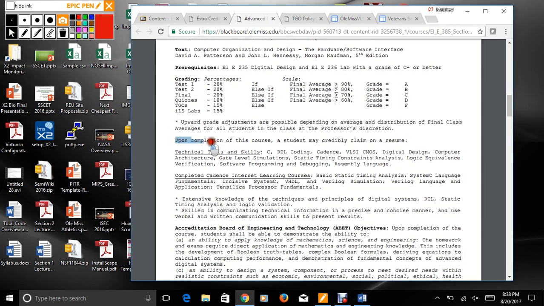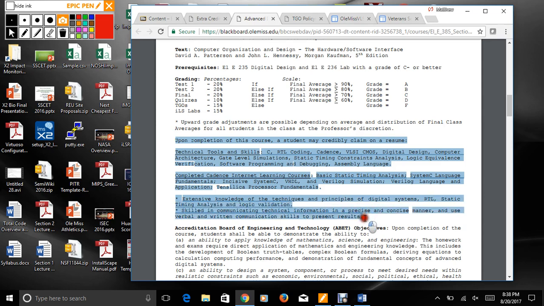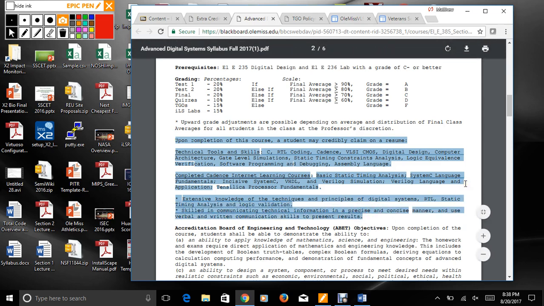So we will go over this in more detail, but I have put here things that you can put in your resume that will improve your description of your technical skills.